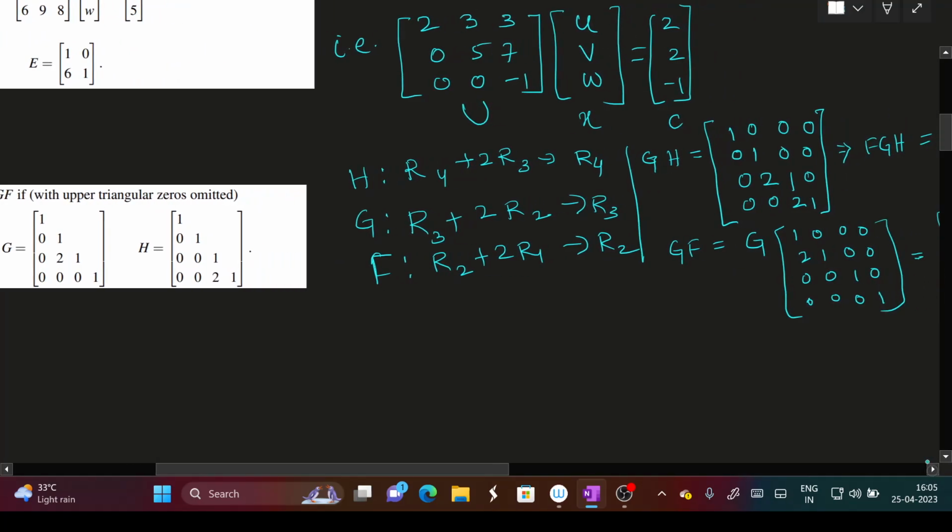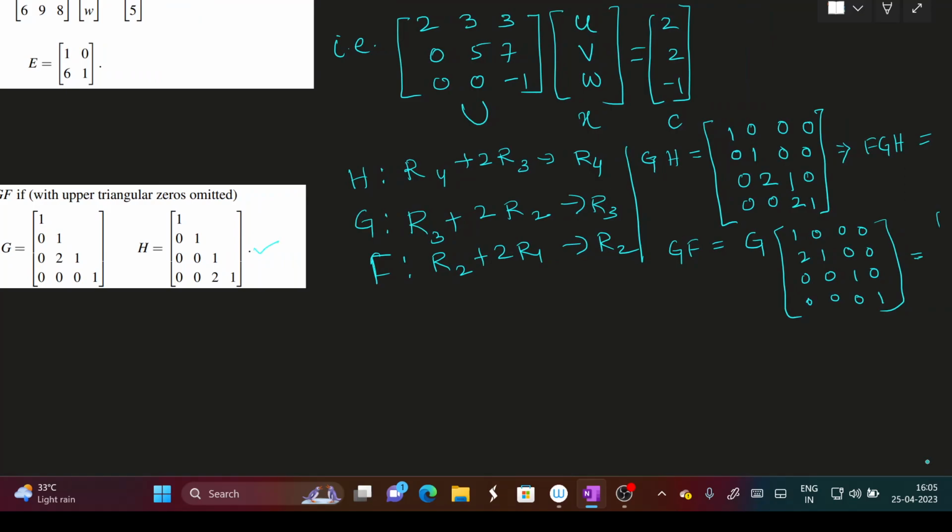Now this is my H matrix. When I am multiplying G from the left, the corresponding row operation will take place. Which row will change? The R3 row will change, and that too in the 3 2 position. The second row of H will be multiplied with 2 and added to row 3. So that is the change, and the rest of the elements and rows will remain the same. So this is my second row.